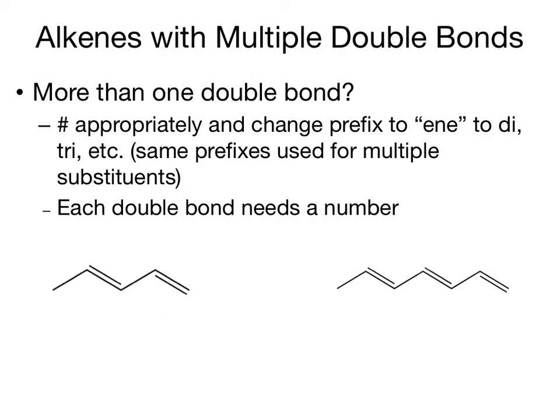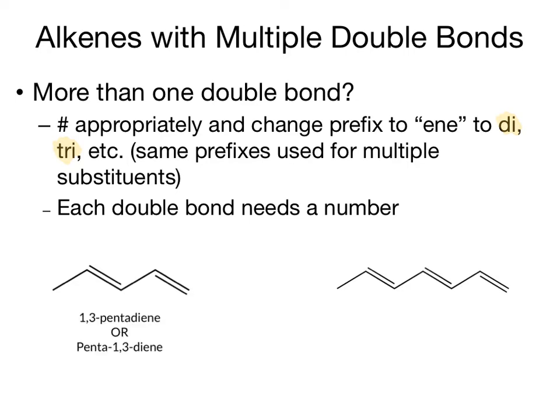If you've got molecules with more than one double bond, you're still going to number it the same way. You're going to change the ending of the name to "ene," but in front of it, it gets a prefix, similar to the prefixes if there are multiple substituents. So for example, 2 double bonds, diene; 3 double bonds, triene. It's the same prefixes as before, but still you have one number for each double bond.